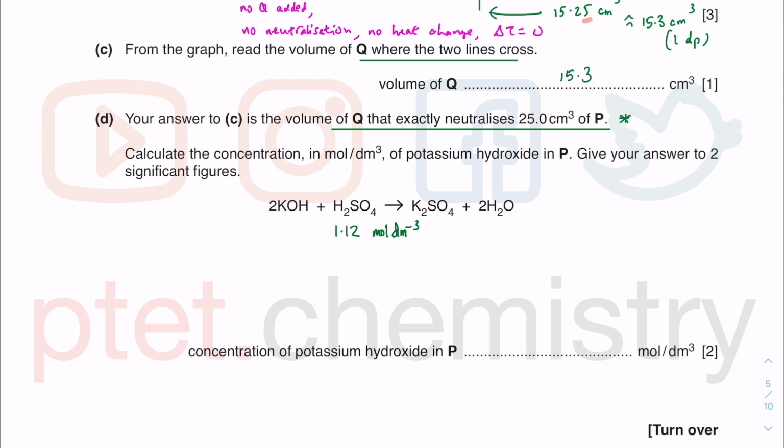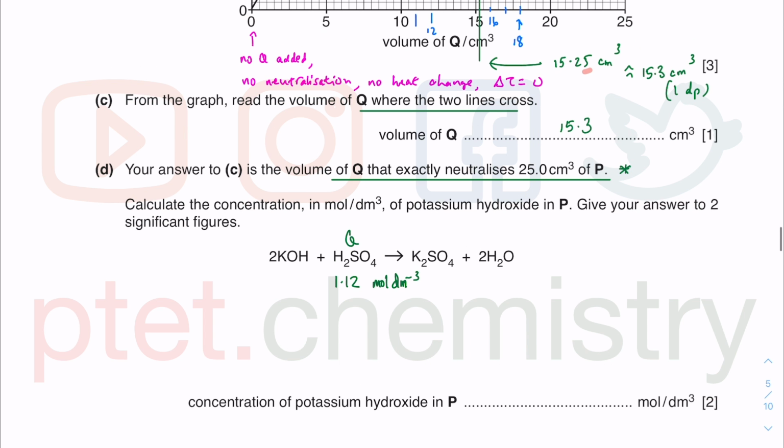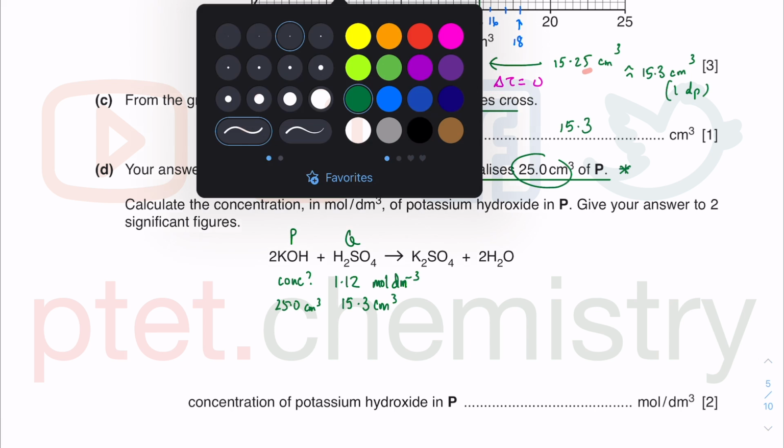What do you want? You have the volume of Q, which was 15.3 cm cube according to your intersection from your graph, and then we want to find the volume of KOH. And do we have the volume? Yes, we do, because P was the KOH, P was the potassium hydroxide, and that was 25.0 cm cube. And your job is to find the concentration of the KOH. So looking at this information, what do I need to do?